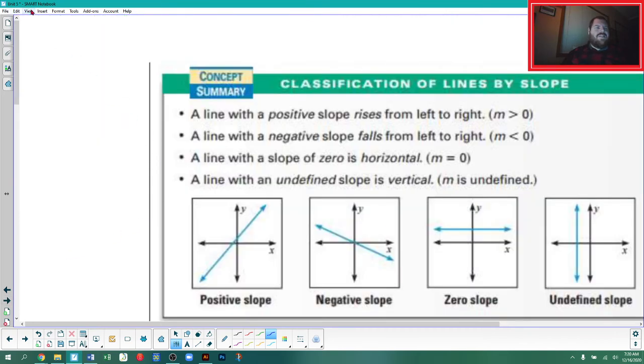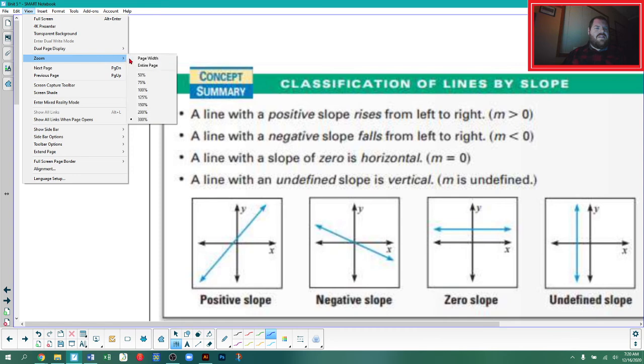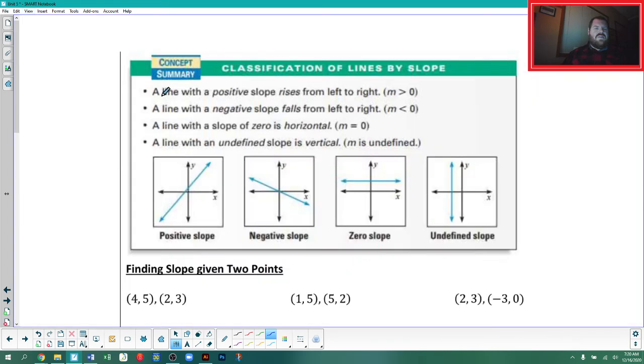Okay, let's look at some different types of slope. Let me go back to normal zoom level here. There's 4 classifications that we assign to slope. There's 4 different things that can happen based on the way the line is pointing. Not so much the steepness of the line, but the direction a line is pointing. We read from left to right, so I try to work everything from left to right.